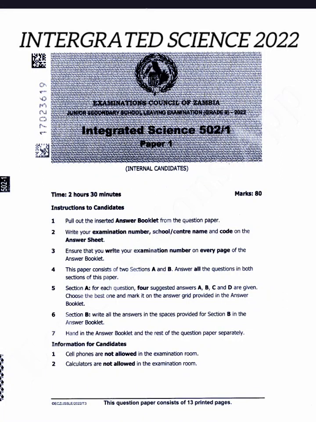Hello guys, in our today's video we are going to look at Integrated Science 2022 for internal candidate. So this paper usually carries 80 marks and the time is 2 hours 30 minutes. Okay, so let's start with the first question, which is question 5.